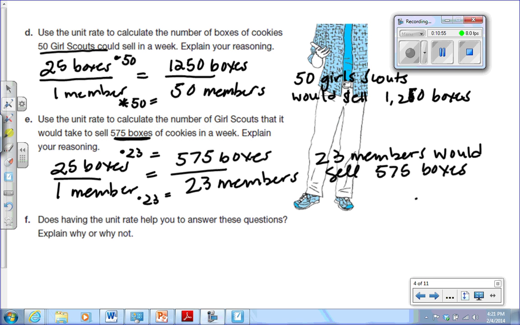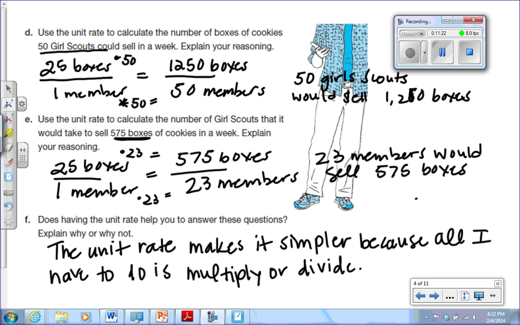In part F, it says, does having the unit rate help you to answer these questions? Well, since we've started out with the unit rate in each situation, it would definitely be a yes for me. So the unit rate makes it simpler because all I have to do is multiply or divide. In these two cases, we scaled up on each one. So it definitely made it much easier for us to use the unit rate. And again, that is scaling up or scaling down.